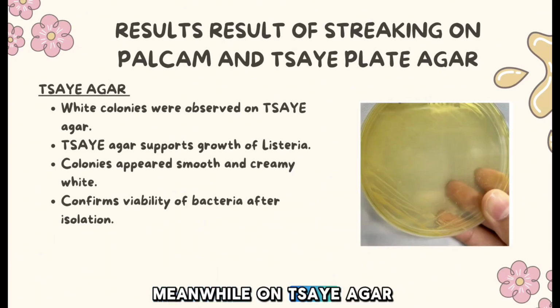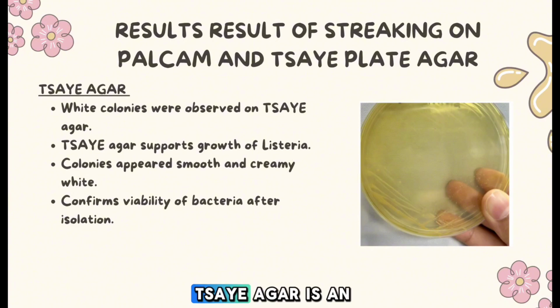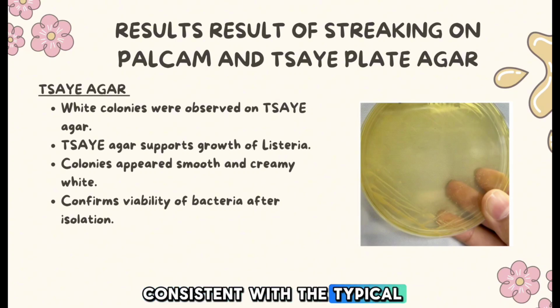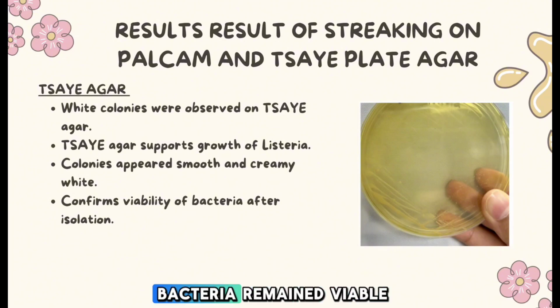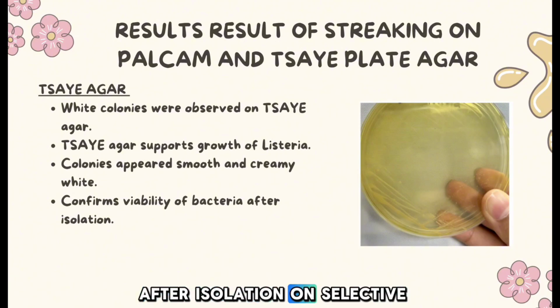Meanwhile, on TSAYE agar, what colonies were observed? TSAYE agar is an enriched medium that supports the growth of Listeria and allows clear observation of colony morphology. The white to creamy colonies formed are consistent with the typical appearance of Listeria monocytogenes on non-selective media. The growth on TSAYE agar confirmed that the bacteria remain viable after isolation on selective media.